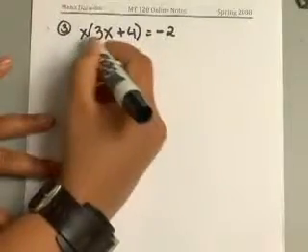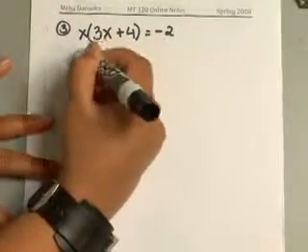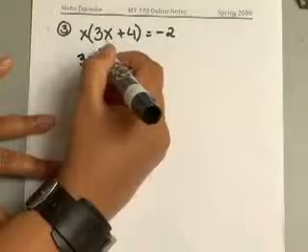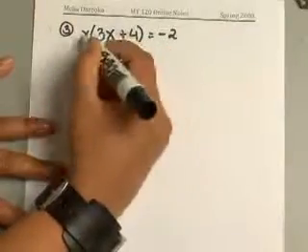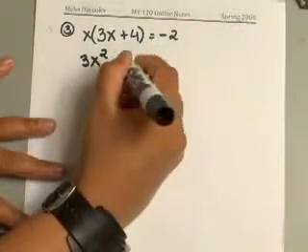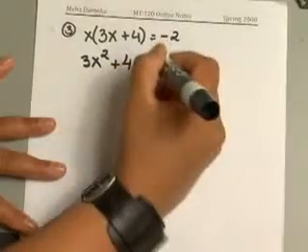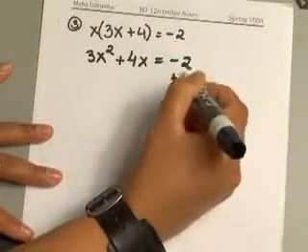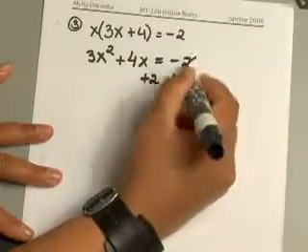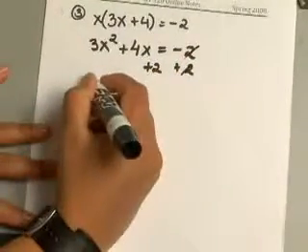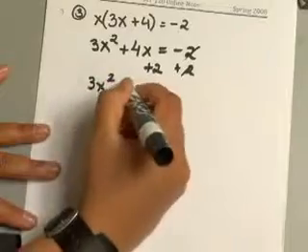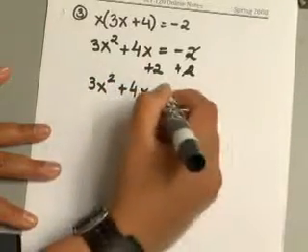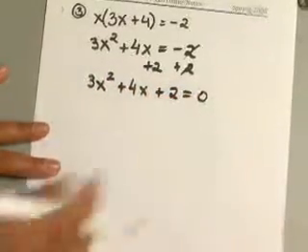So go ahead and distribute that x. 3x times x will give you 3x squared, and then x times 4 will give you 4x, equals negative 2. And now we'll bring the negative 2 over to this side, so you add 2, and that will give us 3x squared plus 4x plus 2 equals 0.